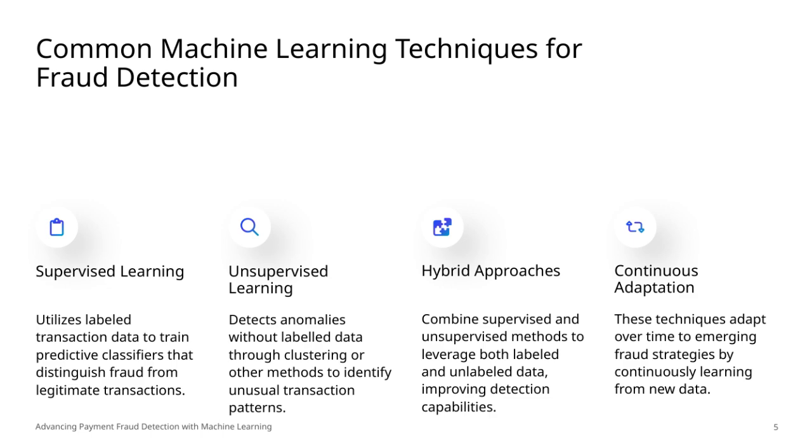Then there's unsupervised learning, which is different because it doesn't require labeled data. Instead, it looks for anomalies or unusual patterns by grouping similar transactions together and identifying those that stand out from the rest. Another effective strategy is hybrid approaches. These combine the strengths of both supervised and unsupervised learning, making use of both labeled and unlabeled data to enhance detection performance. Lastly, continuous adaptation is crucial. Fraud tactics evolve constantly, so these models need to keep learning from new data to stay effective and catch emerging fraud schemes quickly. This ongoing learning process makes the systems adaptable and resilient over time.